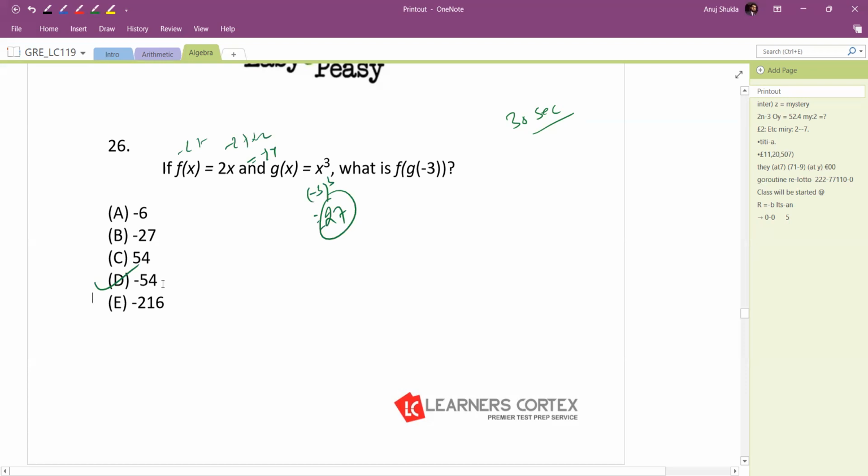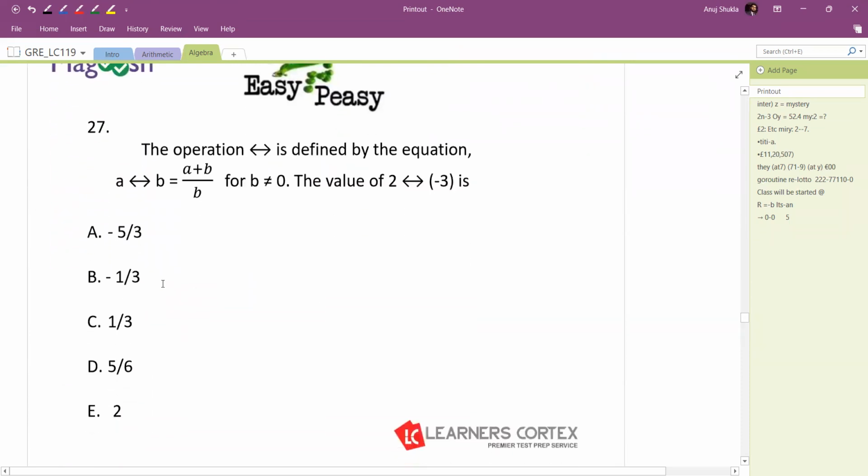Okay. This one, very easy. They have defined this. Minus 1 by 3. So a plus b, that is 2 minus 3 divided by minus 3. So this is minus 1 by minus 3. So the answer is 1 by 3. So the answer is C.